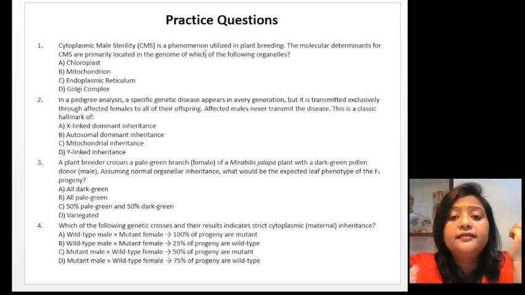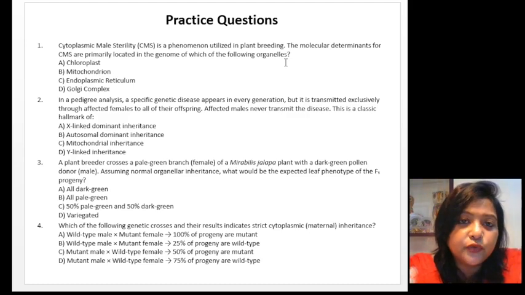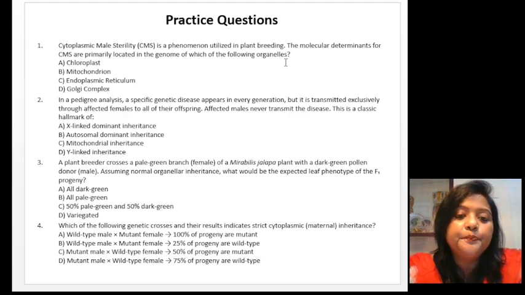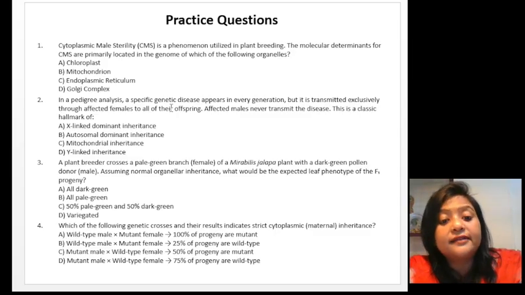So CMS already I've taught you in the class. So in CMS, the molecular determinants for CMS are family genome of each of the following organelles. Very easy. CMS, I've already told you, the answer is in my slide only. In pedigree analysis, again, this answer is there in my slide. I will not tell you because I want you to please read the question. But the answer is given in my slides.